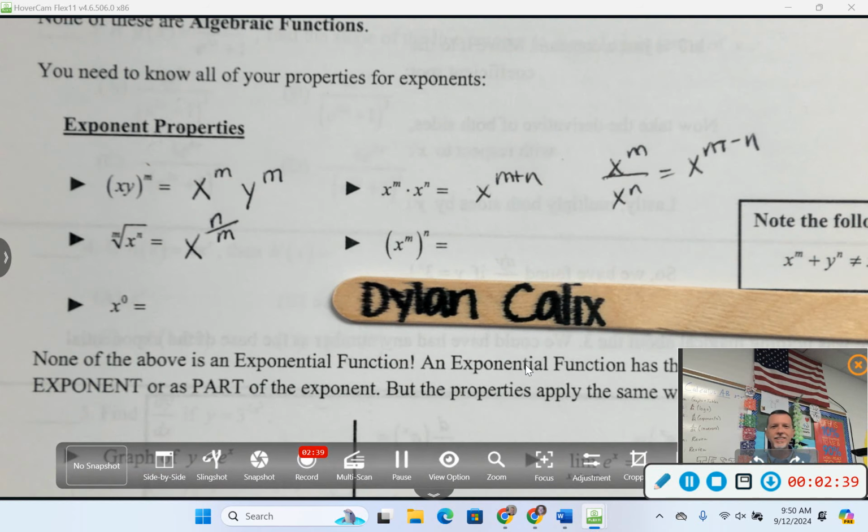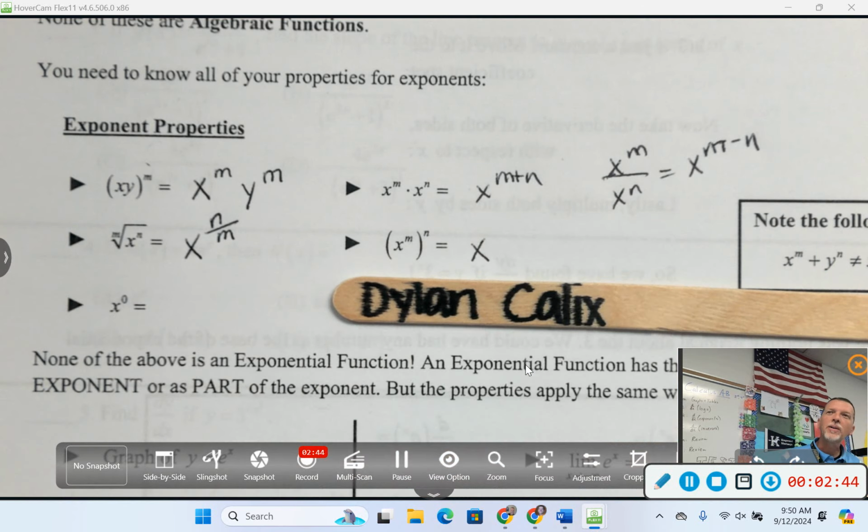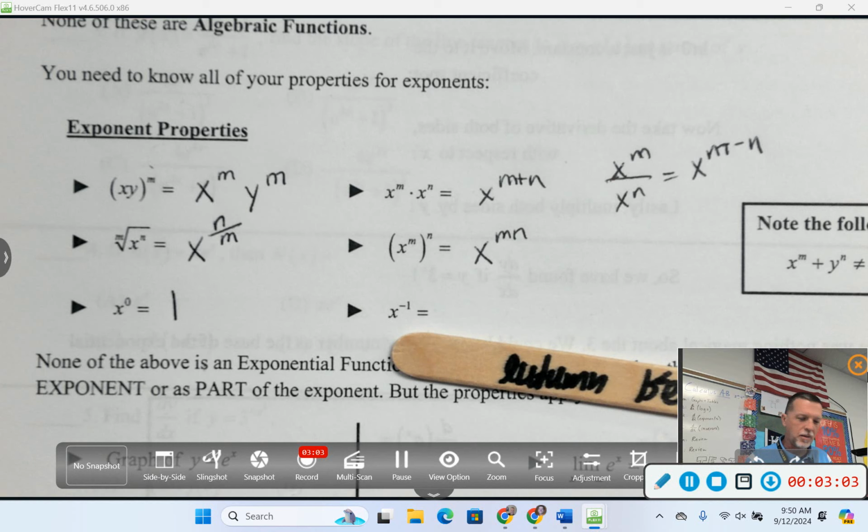Dylan, how about x to the m raised to the n? What do we do with those exponents when it's a power to a power? Good. Multiply them. X to the mn. I feel like that's an easy one, Jake, but if you don't know it, then you don't know it. What's x to the 0? 1. Anything to the 0 is 1. So that can make our life easy sometimes.